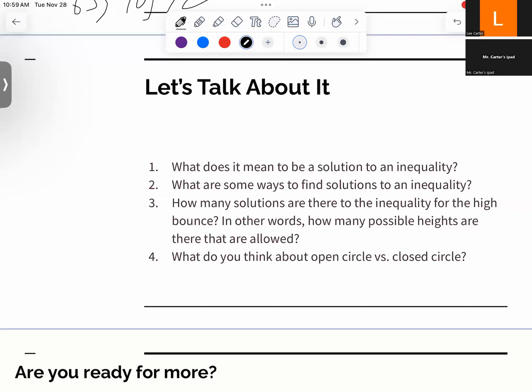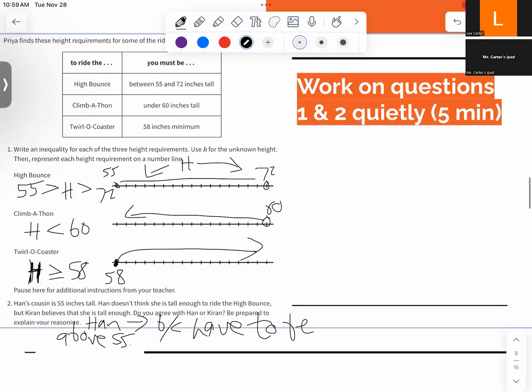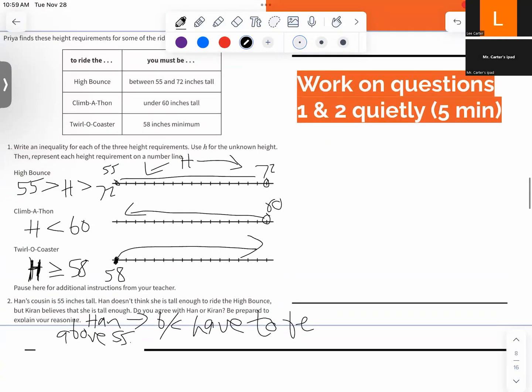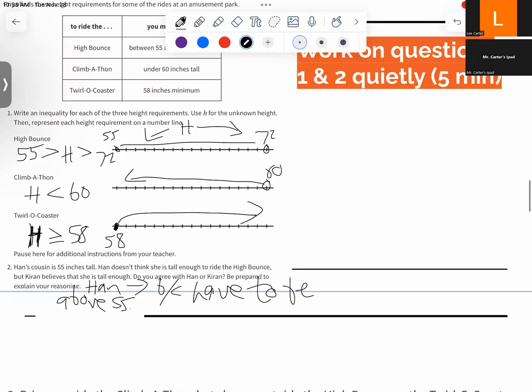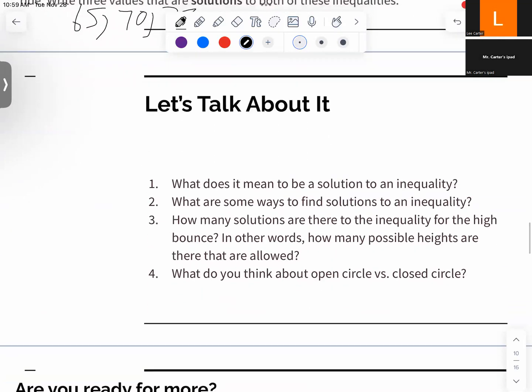Write an inequality for the high bounce. Okay, so the high bounce says you got to be between 55 and 72. So now this is kind of an odd question in the sense of how many solutions, because you could be like half inches and things like that. But the idea would be there's only between 56 and 71. So 56, 57, 58, 59, 60, some things like that. Right? How many possible heights are allowed? Only between 56 and 71. That's what I would say. Or only between and including 56 and 71.